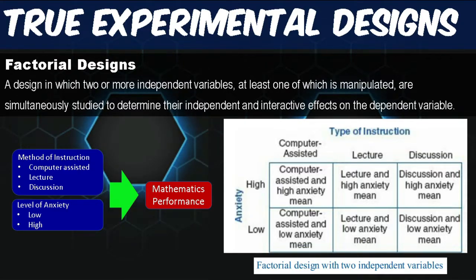It's actually like a multiplication table where one row or one column would represent one independent variable together with its categories. So in the columns, it shows us the type of instruction. There are three types of instruction involved here: computer assisted, lecture, and discussion. Anxiety is presented as a row. There are two categories, that's why there are only two rows, high and low. Anxiety is categorized as either high or low.